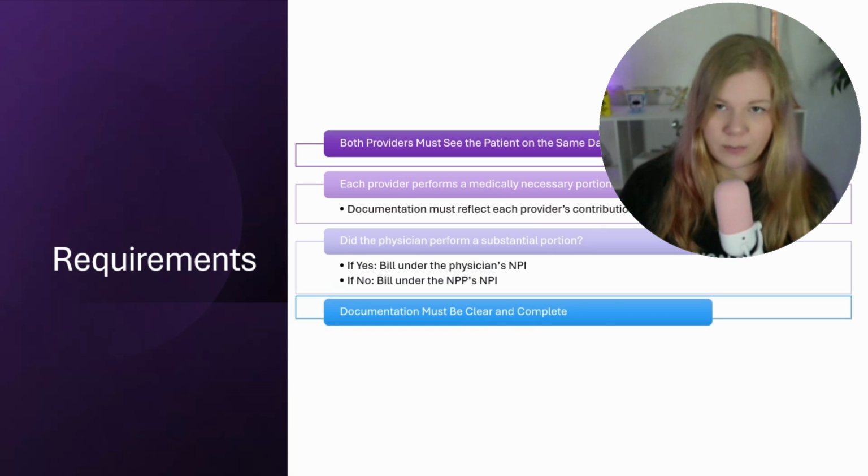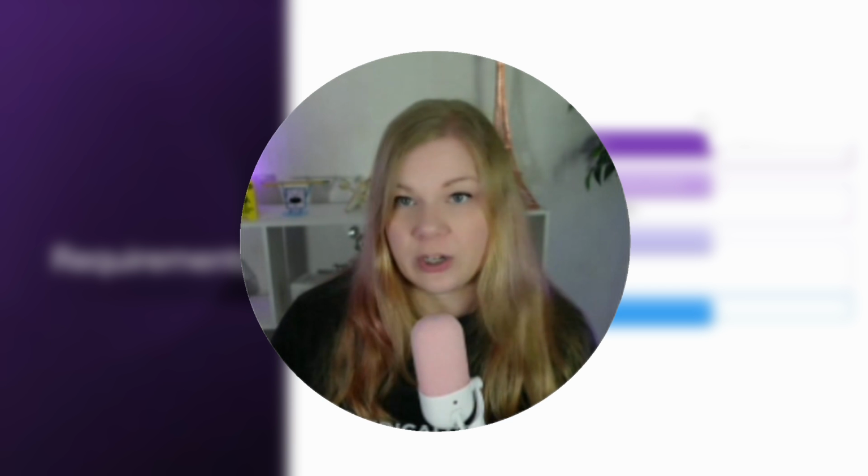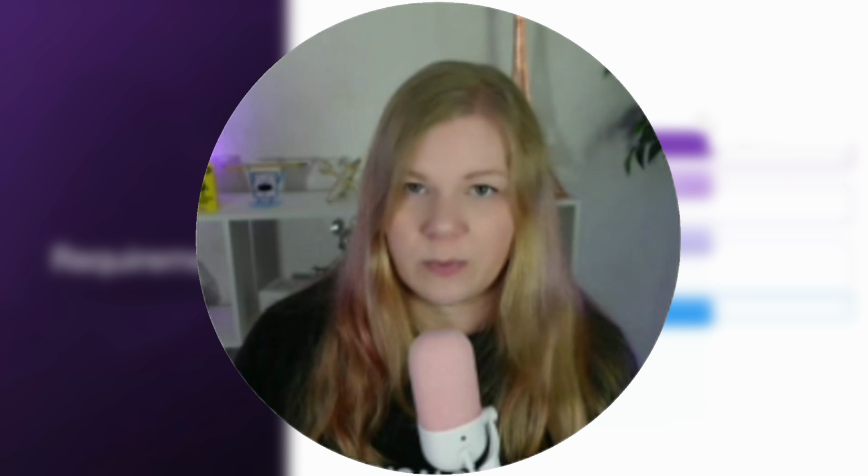So here's the important part, deciding which provider's NPI to bill under. When we're talking about a shared service, if the physician performed the substantial portion of the service, meaning they did the majority of the critical parts of the E&M service, we would bill it under the physician's NPI. If not, it goes under the advanced practitioner's NPI. So the provider who did the most significant part of the work will determine the billing. If it's time-based billing, that makes it kind of easy, right? Because we can go, okay, here's the amount of time this provider spent, and here's the amount of time this provider spent, who spent more than half of that total time.